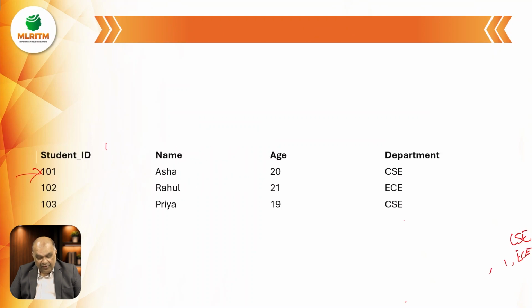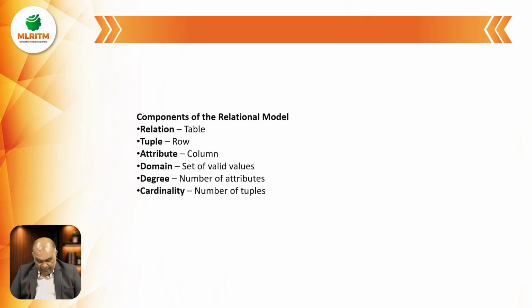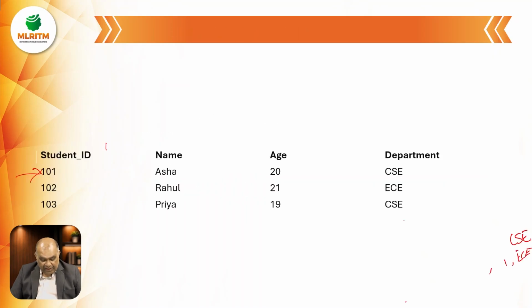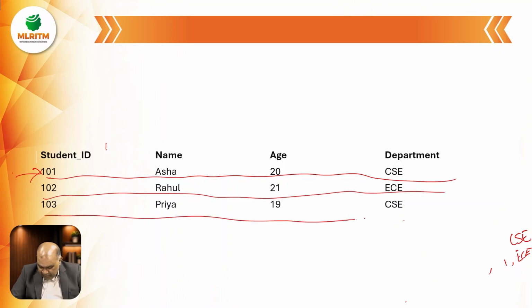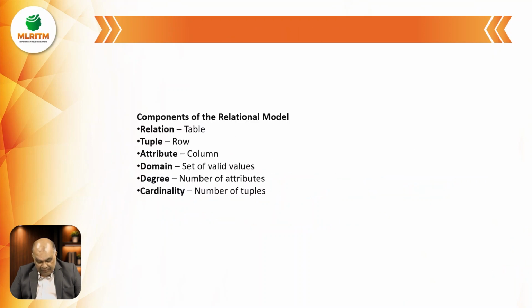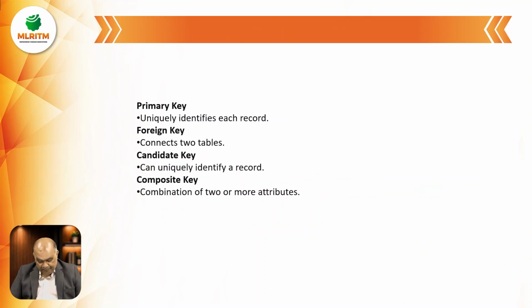Next is degree. Degree is the number of attributes. So what is the degree of this relational model? We have 4 attributes, which are student ID, name, age and department. So the degree is 4. Cardinality defines the number of tuples. How many tuples are there in this table? This is one tuple, this is another tuple, and this is another tuple. So in total we have 3 tuples, and that information is defined in the cardinality.